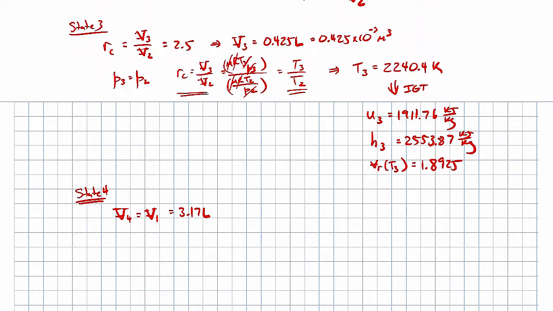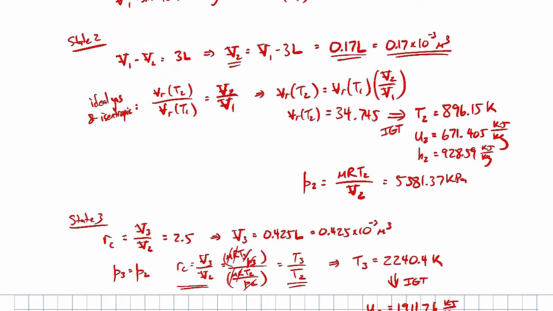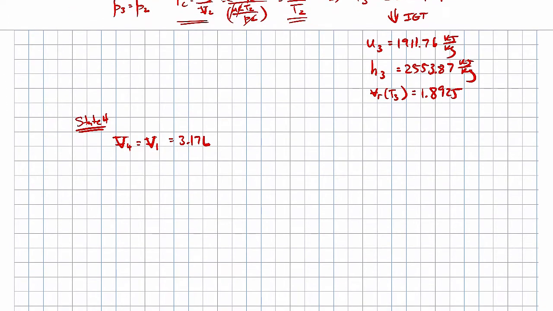The other thing we know is that going from 3 to 4 is a constant entropy process. So again, we're dealing with air, which is an ideal gas, undergoing a constant entropy expansion. This is the power stroke, and that's assumed to be constant entropy. So for a constant entropy process involving an ideal gas, we can make use of the relative volumes again.